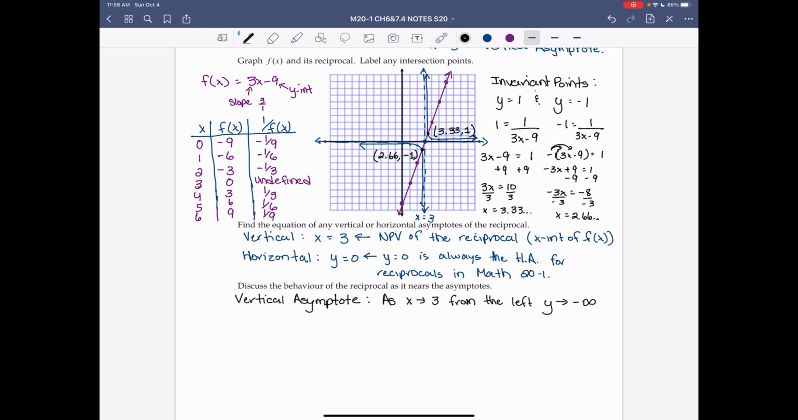Can we guess what will happen as x approaches 3 from the right? So we're heading in towards 3 this direction. Our curve goes pretty much straight up, so it's heading towards +infinity. As x approaches 3 from the right, y approaches infinity.